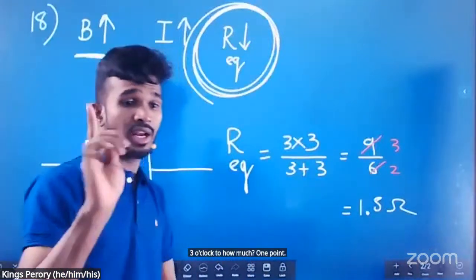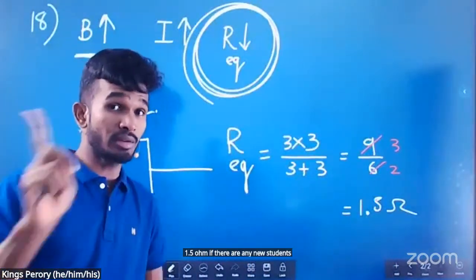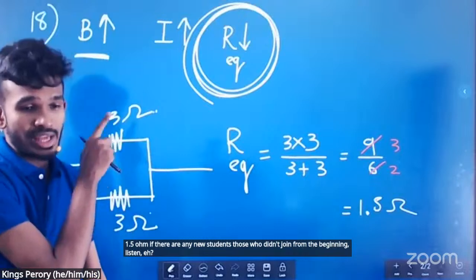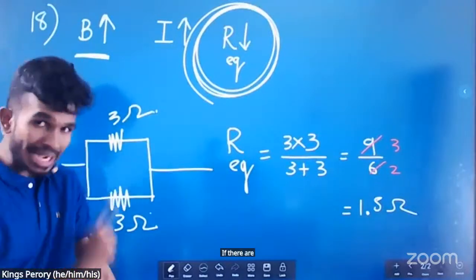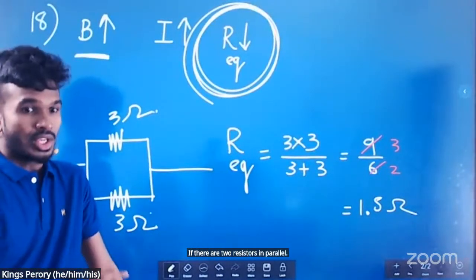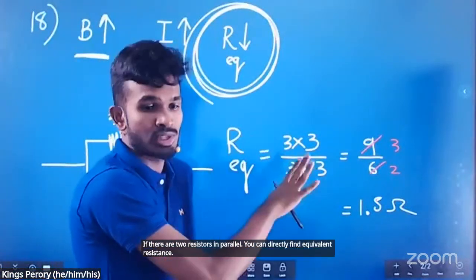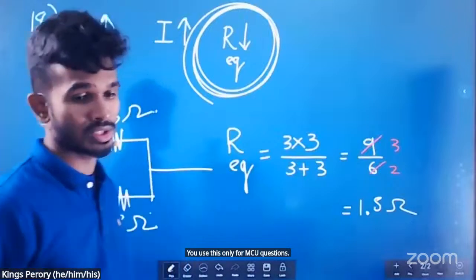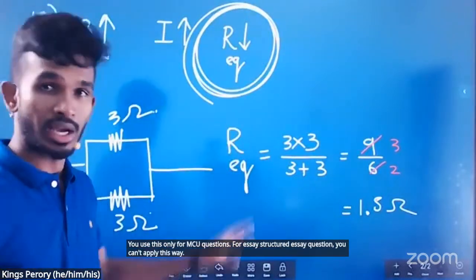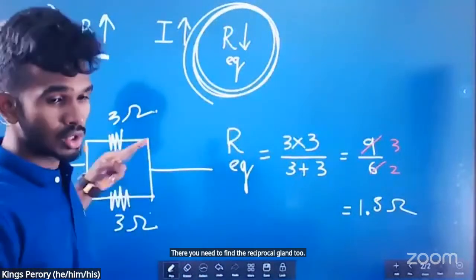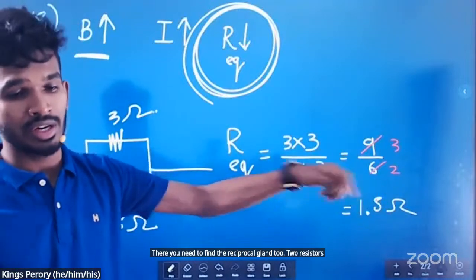If there are any new students, those who didn't join from the beginning, listen. If there are two resistors in parallel, you can directly find the equivalent resistance. You use this only for MCQ questions. For structured essay questions, you can't apply this way. There you need to find the reciprocal and do.